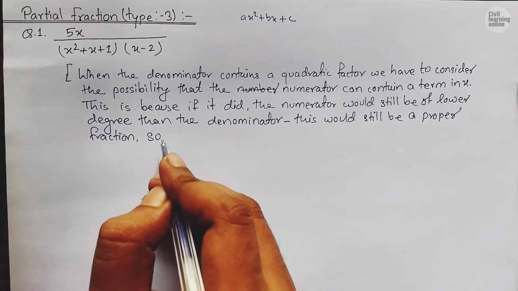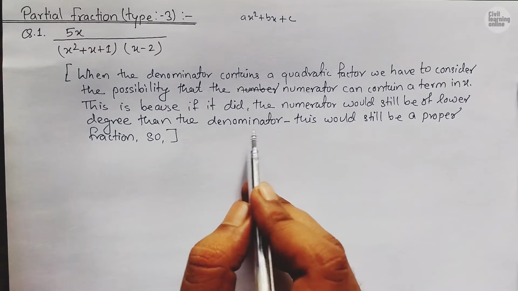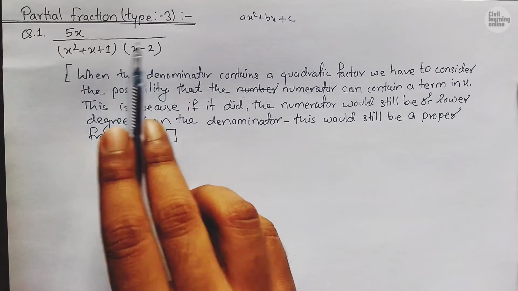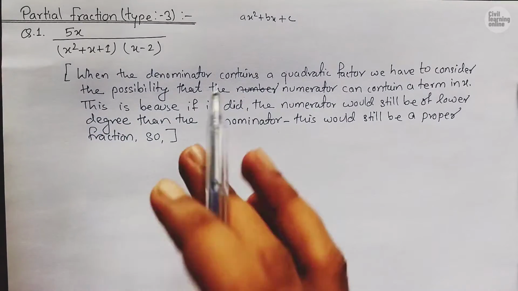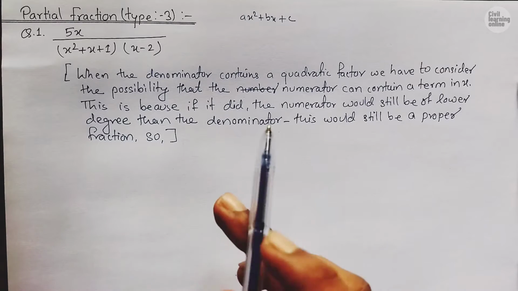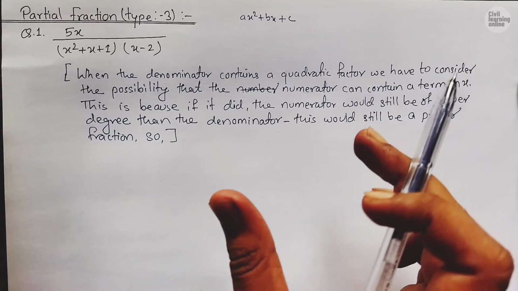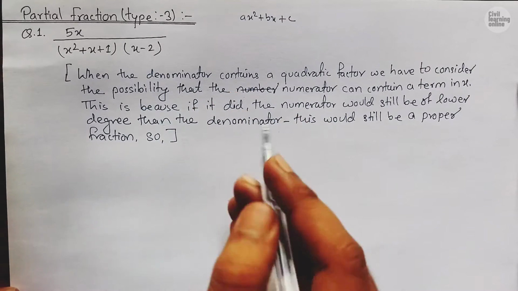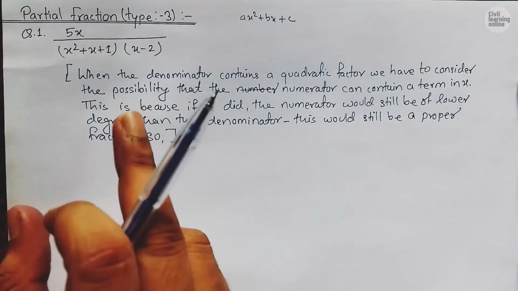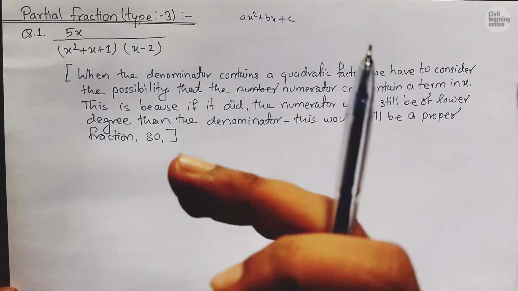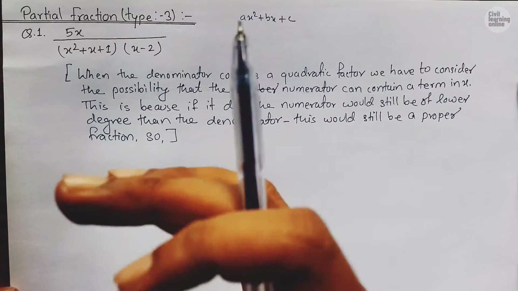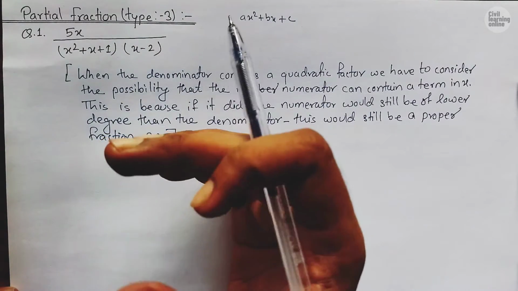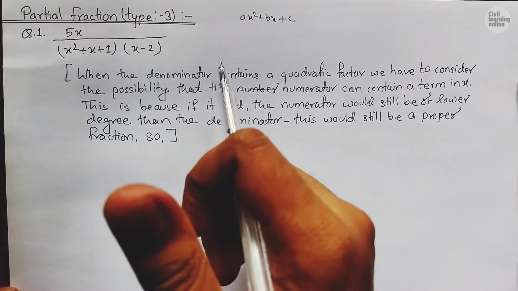fraction. So what it says is that whenever we face any problem in which one of the factors is of quadratic form, we have to assume that there is still a constant which has a multiple of x in the numerator, which will still make this fraction a proper fraction, because proper fractions are those fractions where the variable x has the highest degree in the denominator than in the numerator.